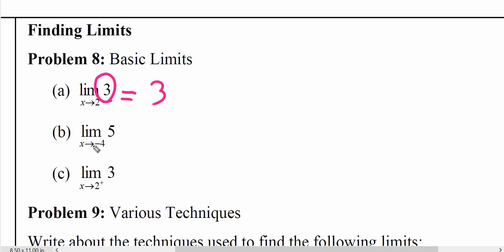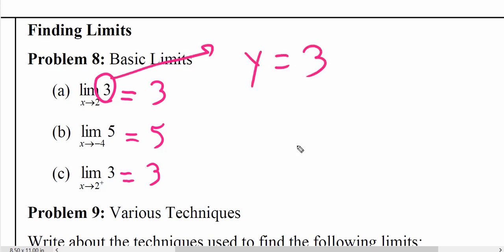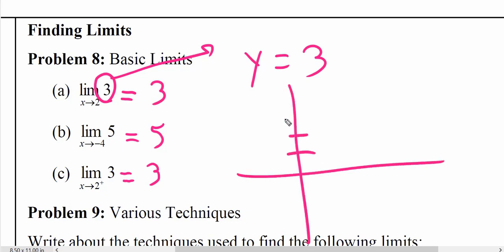Same thing here. We're approaching part B from -4, from the left and the right. It doesn't matter because it's constant. It's going to be 5. And then for this last one, even though it's a one-sided limit, it doesn't matter because we're still approaching that same number regardless of how you look at it. If you're not sure about this, feel free to look at the graphs of these. If you were to graph, for example, this graph, you would graph in your calculator y is equal to 3, and that's simply a graph at 3.